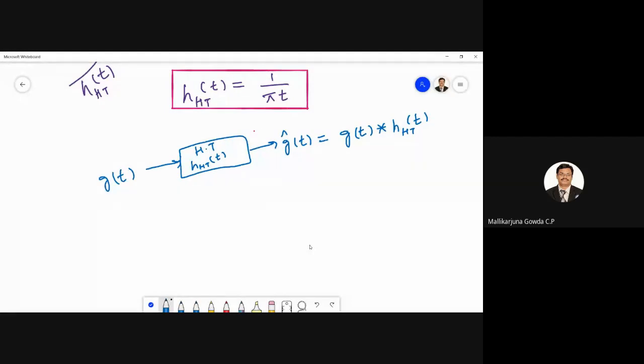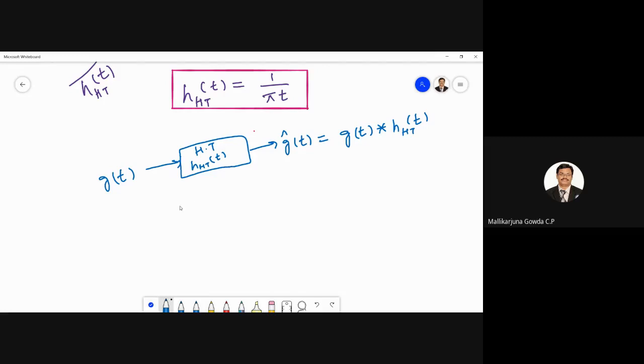Okay. So what I said, g hat of t, that is the Hilbert transform of a signal g of t, will be equal to what? G of t, that is the input signal, is convolved with the impulse response of the Hilbert transform, right? So I said I can express this in terms of the convolution integral also. So you all know what is the convolution integral?